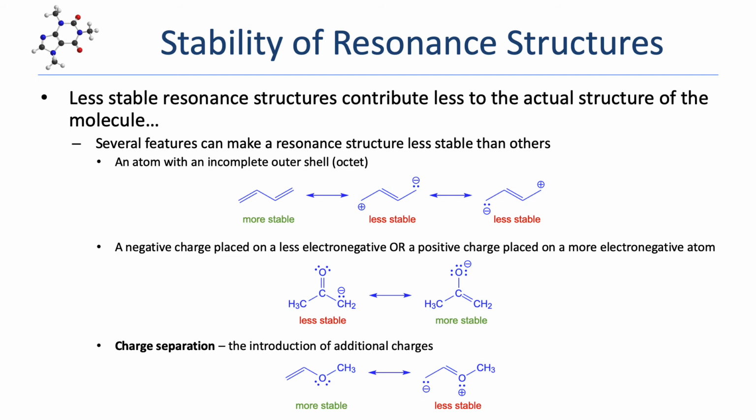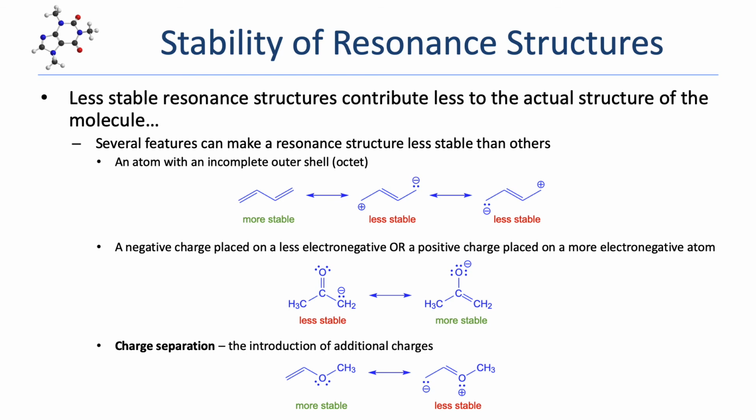So let's take a look at just a few of the structural features that can make one resonance structure less stable than others. First is the presence of an atom with an incomplete outer shell, or incomplete octet. So in this example, we have 1,3-butadiene. And if we generate the 2 remaining resonance structures, in each drawing there is a carbon with an incomplete octet, the carbocation. And that means that these 2 resonance structures are less stable and therefore contribute less to the real structure of the butadiene molecule.